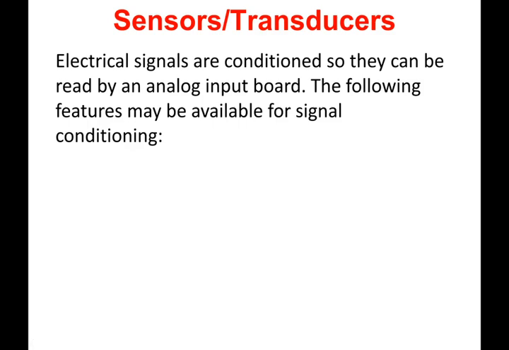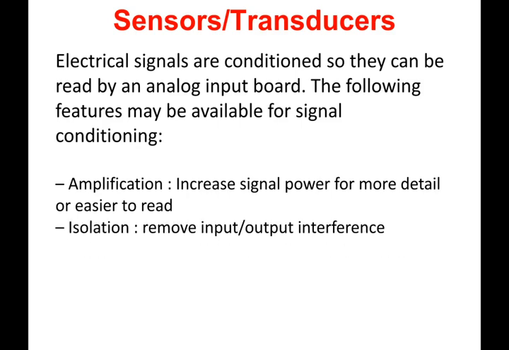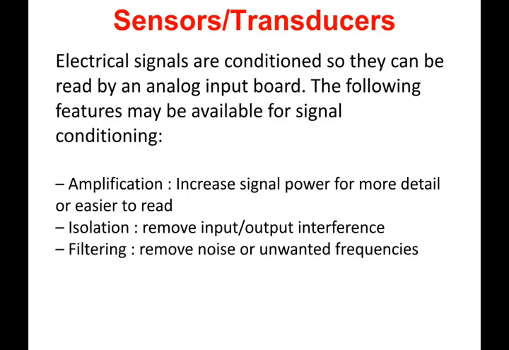Okay. And then the sensor, when you read this data using a transducer, this electrical signal must be conditioned so it can be read by an analog input board. We can do these types of conditionings on a signal. We can amplify them, which means that you want to increase the signal power for more detailed or easier read. You can isolate them, essentially remove the noise or input-output interference. You can filter them, remove the noise or unwanted frequencies.